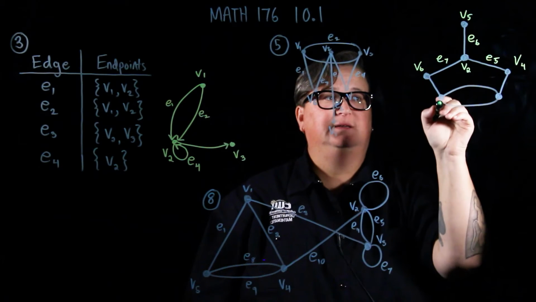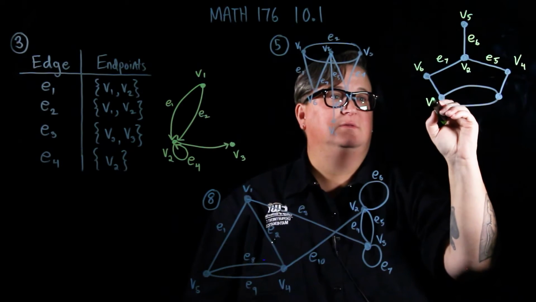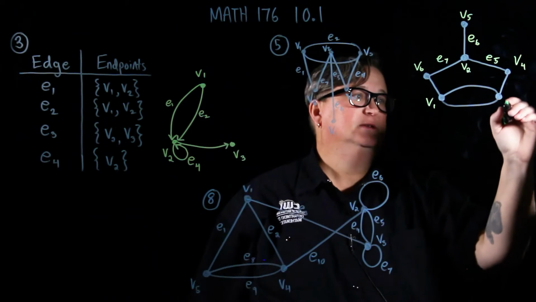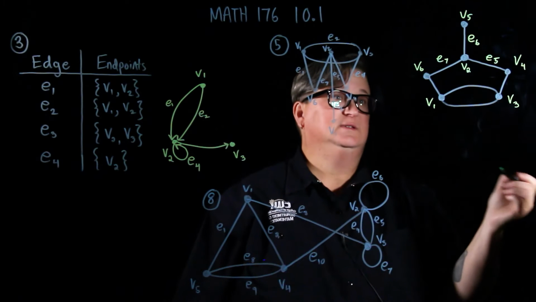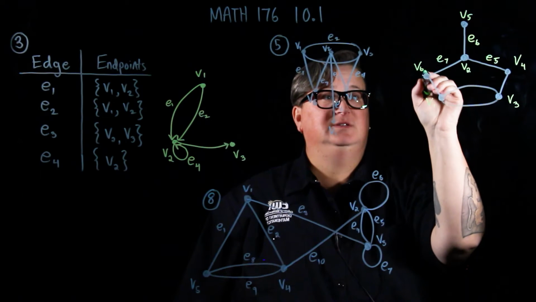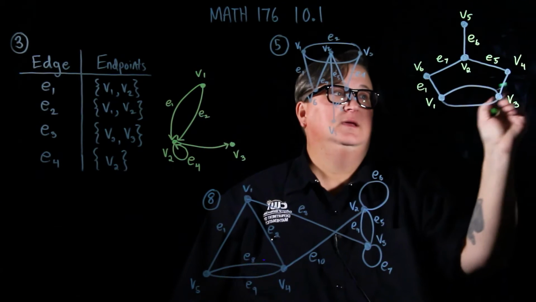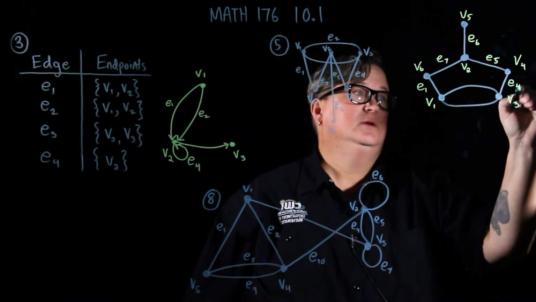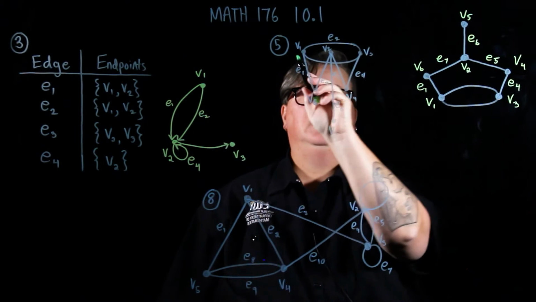And then from 6, the only other thing that 6 is connected to is vertex 1, so that one goes there. And the only other edge that vertex 4 is connected to is vertex 3. And that means we've labeled all of our vertices, so then we just finish up with the edges. Between 6 and 1, we have edge 1. And between 3 and 4, we have edge 4.